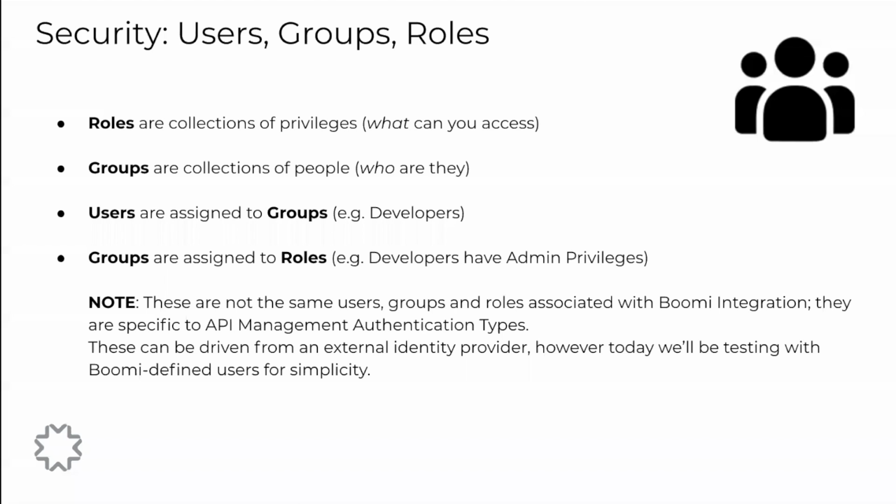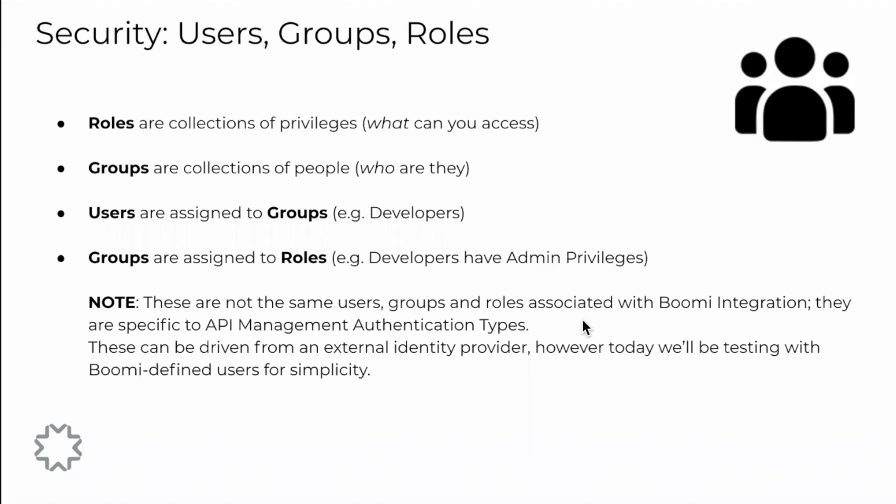And the way we configure basic auth within Boomi is that we assign users to groups. So for example, if I create an account for myself, I can add myself to the developer group. It's a collection of people. And then we can assign groups to roles. So I can assign developers to a collection of privileges, such as admin privileges, using the admin role. So that's generally how that works.